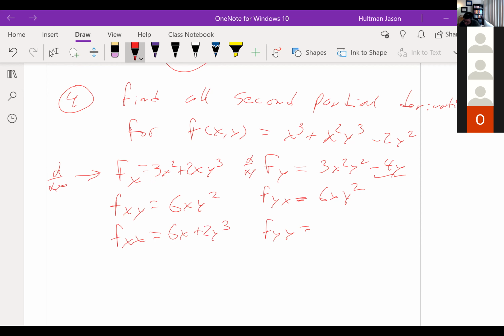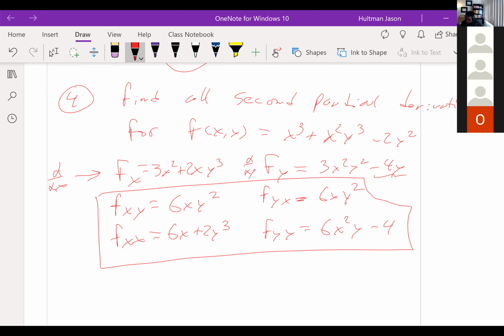Right? Okay, what about f sub yy? Okay, f sub yy, that's going to be, bring down the 2 for the y, fix the x, is going to be 6x squared y minus 4. Okay, so there's all 4 of them.